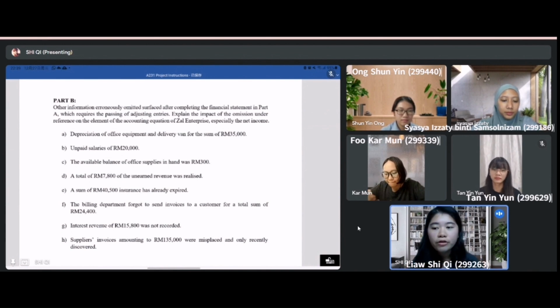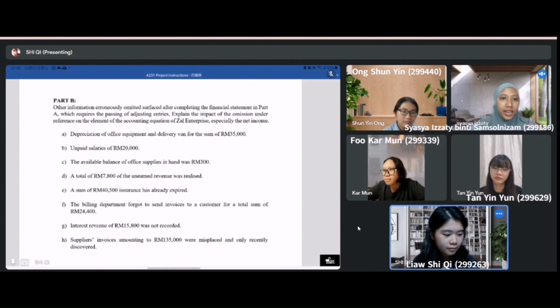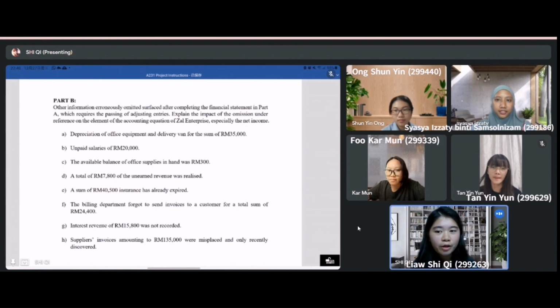For question A, what is your opinion and what is your answer? Okay, for A, depreciation of office equipment and delivery van for the sum of 35,000. I think the debit side is depreciation of office equipment and delivery van, and the credit side is accumulated depreciation of office equipment and delivery van. Are you all agree? I agree with her. I also agree with her. Alright, seems like you all agree, so we just continue with question B.